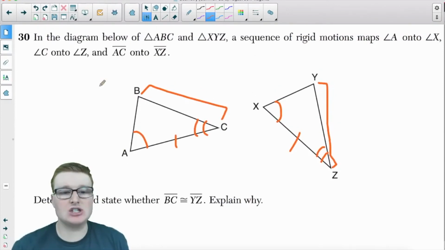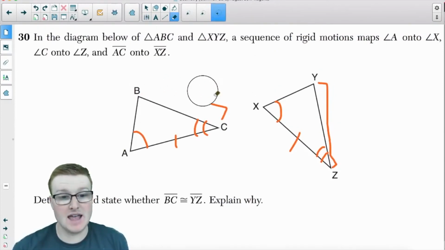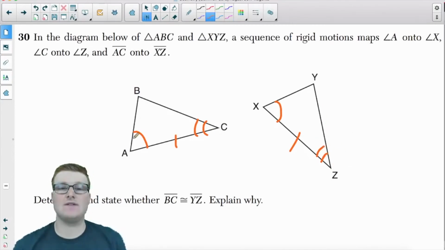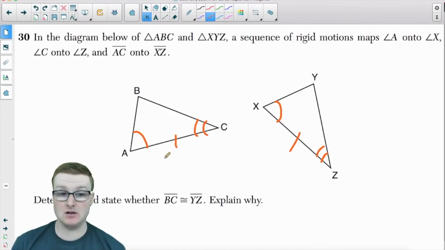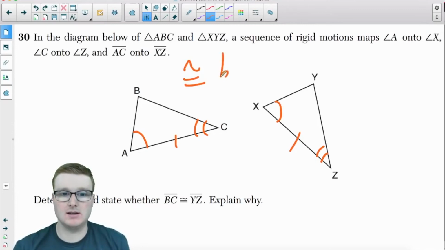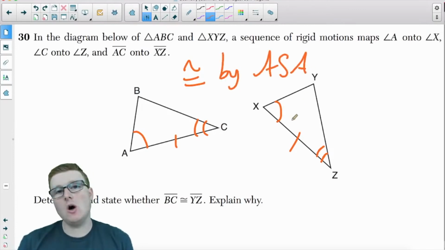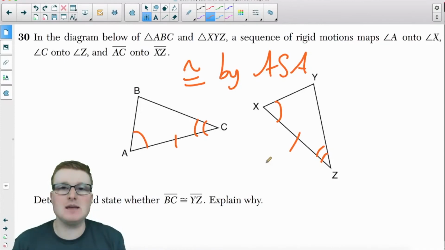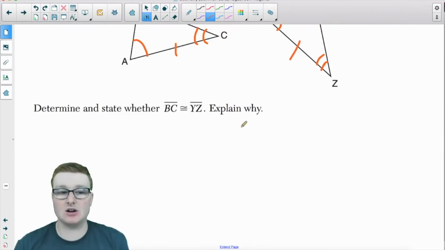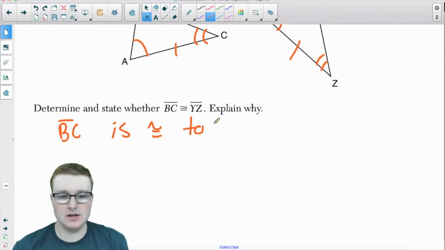These two triangles, excluding this, because they asked us that information, excluding this, look at what we have here. We have an angle, a side, and an angle. Angle, side, angle. These two triangles are congruent by angle, side, angle. So if we have triangles that are congruent already, we could prove anything else to be congruent by CPCTC, which stands for corresponding parts of congruent triangles are congruent. So determine and state whether that is congruent. Explain why. Yes, BC is congruent to YZ.